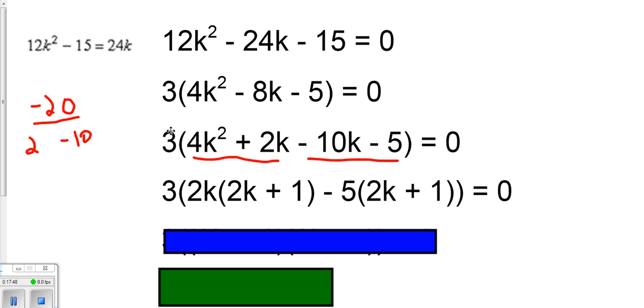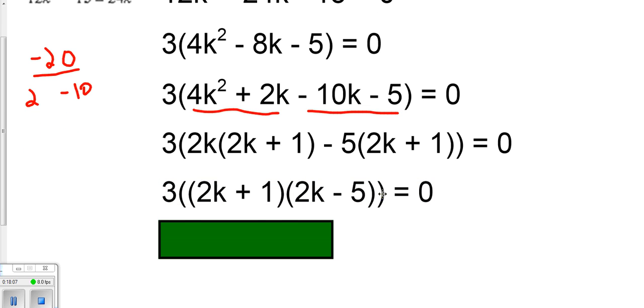Notice that this 3 stays on the outside because it's still saying 3 is being multiplied by all of this. The first group we took 2k out of, and we got 2k plus 1. The second group we took negative 5 out of, and got 2k plus 1. So our factors are going to be 2k plus 1 over here, and we also have 2k minus 5 right here.